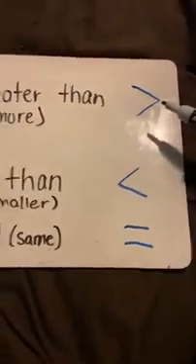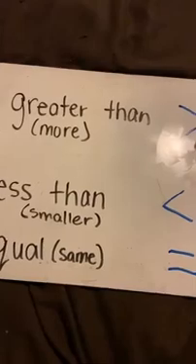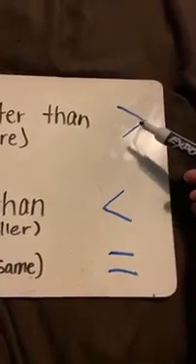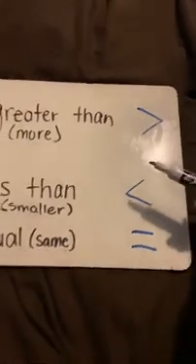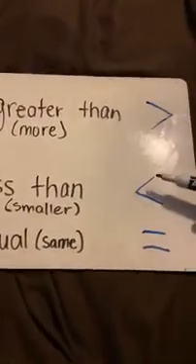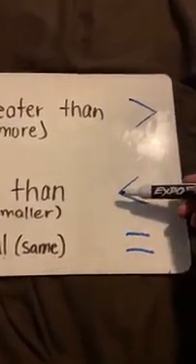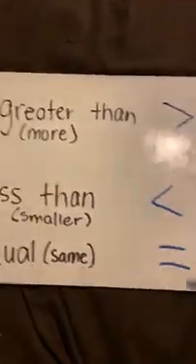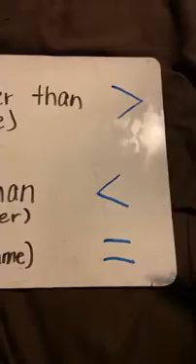So here we go. Greater than means more. It's pointing to the bigger number. My alligator mouth is opening to the bigger number. Less than means my alligator mouth is pointing to the smaller number. And equal or the same, I have the equal sign because they mean the same thing. So let's practice that today.